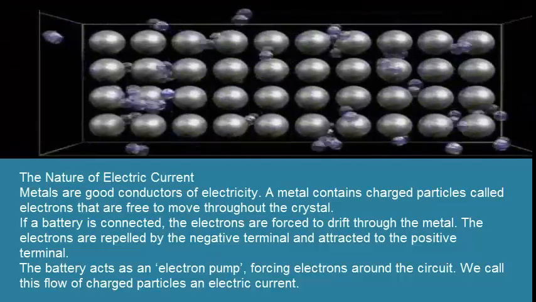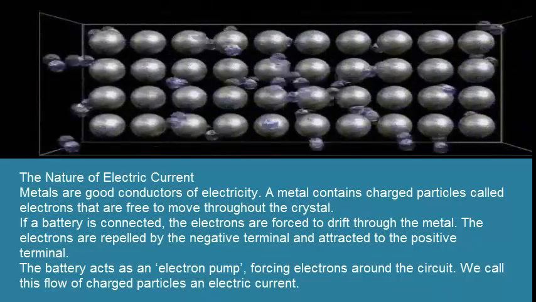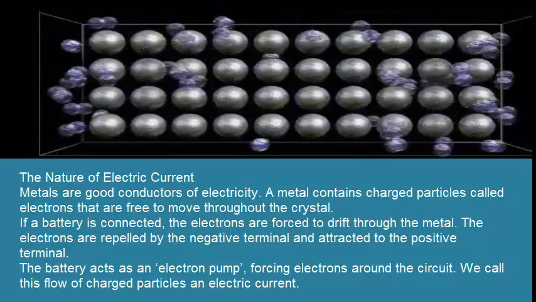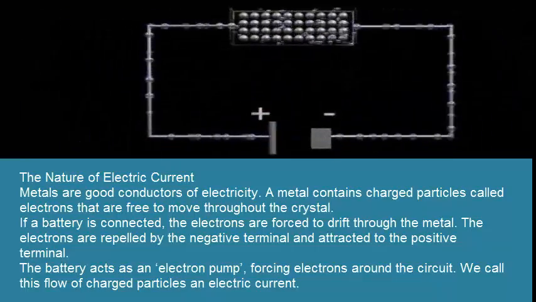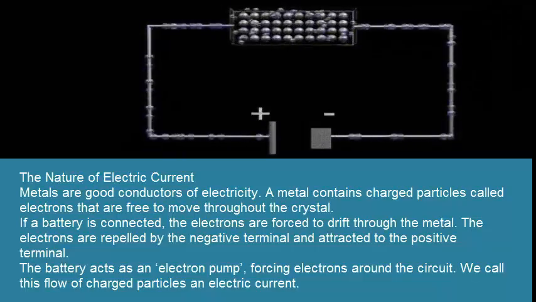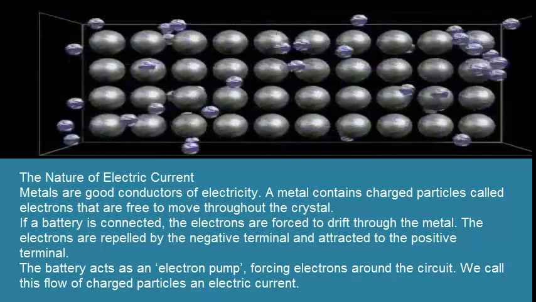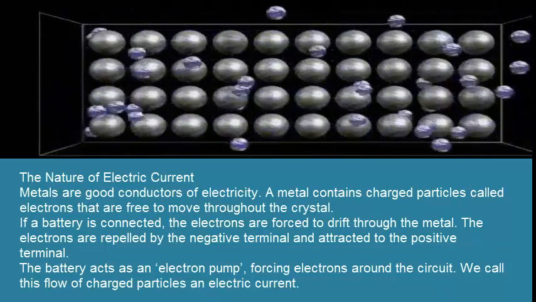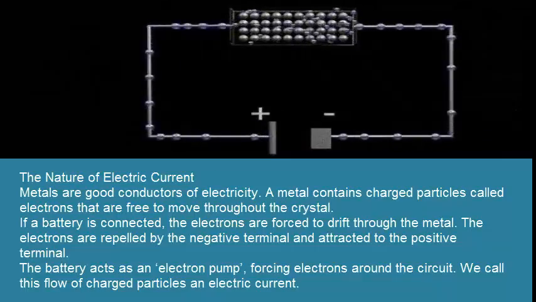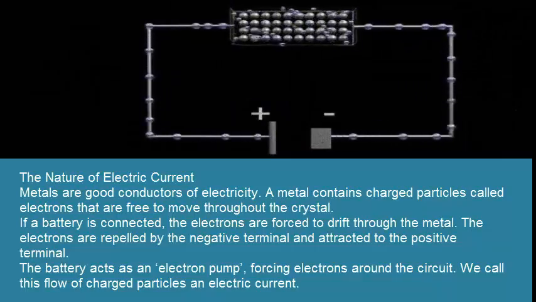Metals are good conductors of electricity. A metal contains charged particles called electrons that are free to move throughout the crystal. If a battery is connected, the electrons are forced to drift through the metal. The electrons are repelled by the negative terminal and attracted to the positive terminal. The battery acts as an electron pump, forcing electrons around the circuit. We call this flow of charged particles an electric current.